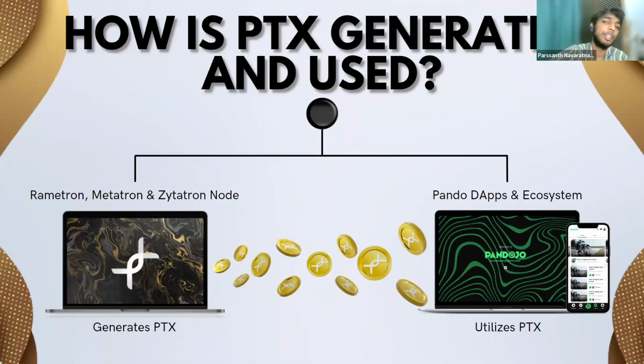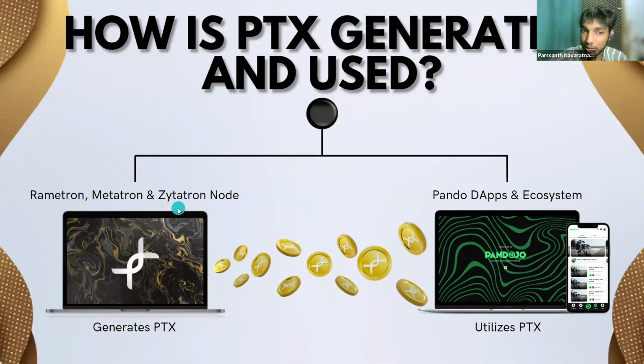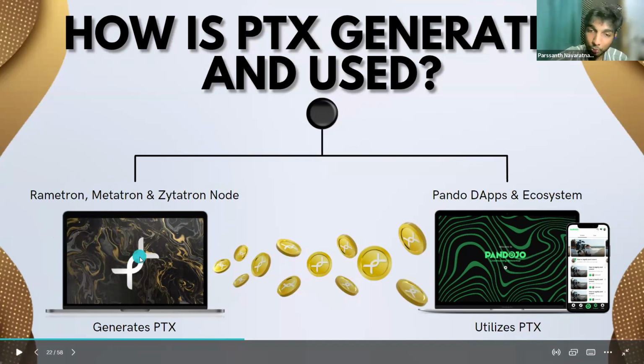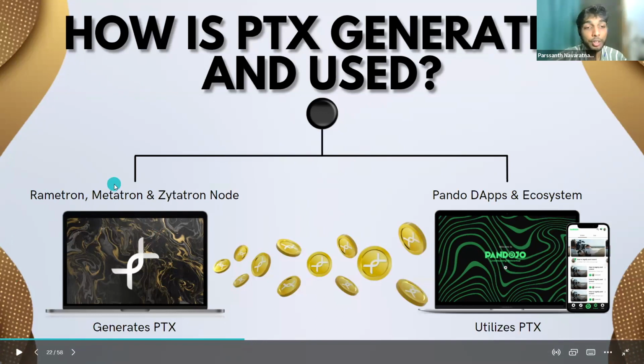So how is PTX generated and used? Let's find out. PTX is generated by Ramatron, which we're all familiar with. But the Metatron and Zetatron, what are these two nodes? These two nodes are in charge of creating blocks and finalizing blocks in our blockchain. Yes, we have our very own blockchain. Of course, to power a project this size, you've got to do that. So Ramatron, Metatron, and Zetatron generate PTX for the work that they do. And all of the PTX generated will be utilized and consumed by users in the Panda dApps and its ecosystem. This is a quick sneak peek of what you're about to see later as PandaJoe. The Panda dApps utilize the PTX, and the Ramatron, Metatron, and Zetatron generate the PTX.